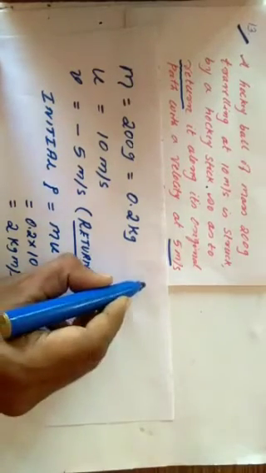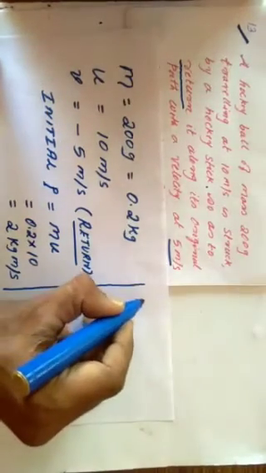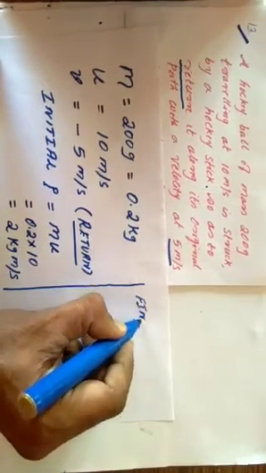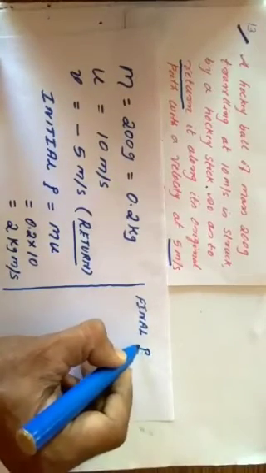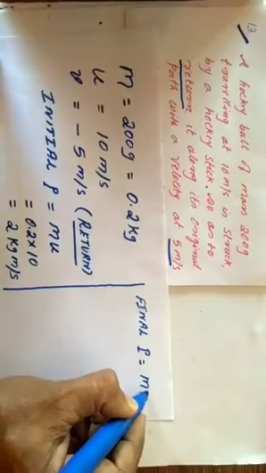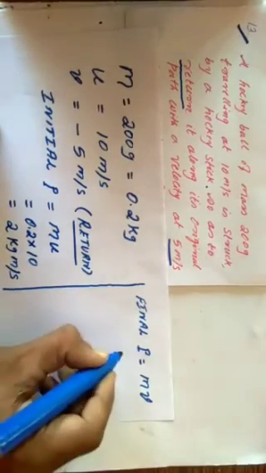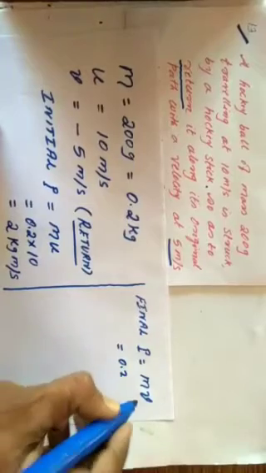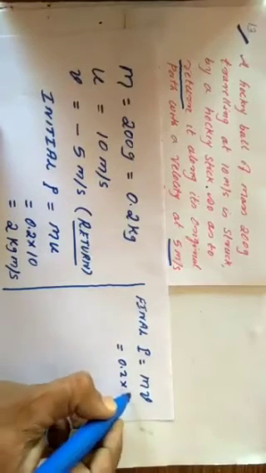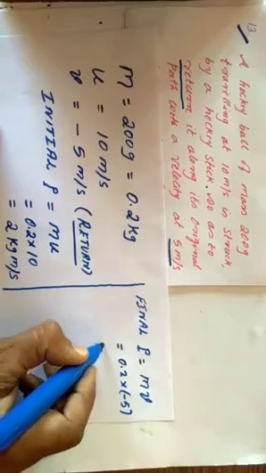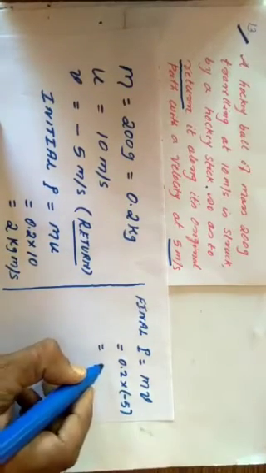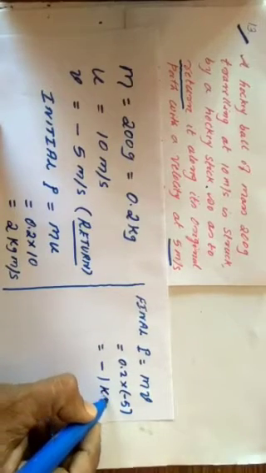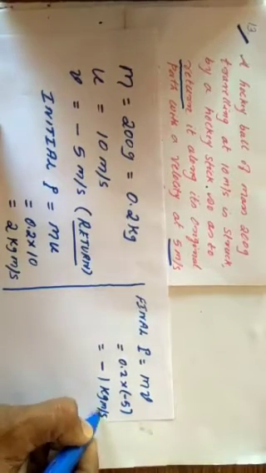Now let us go for the final momentum of this. What is the final momentum? Final momentum, that is P, is m into v, the final velocity. So that is equal to 0.2 into minus 5. On multiplying these two things, what we will get? Minus 1 kg meter per second.